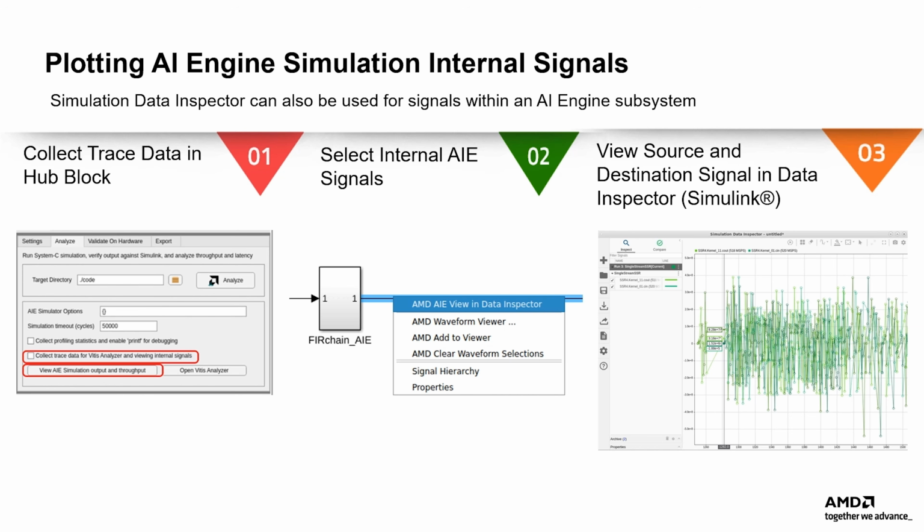After making a selection, the selected signals then appear in the Simulation Data Inspector. As shown in the figure here, View Source and Destination is selected. Note the latency between the signals at the source port and destination port.